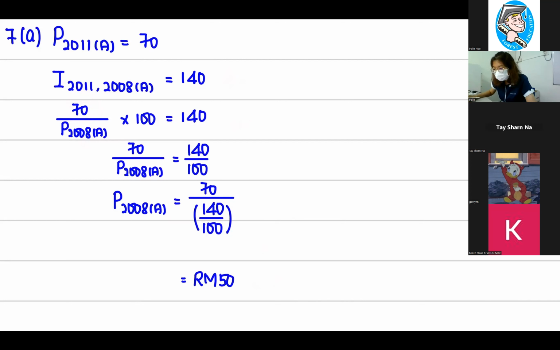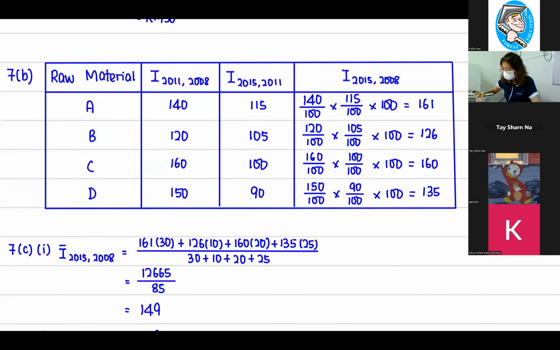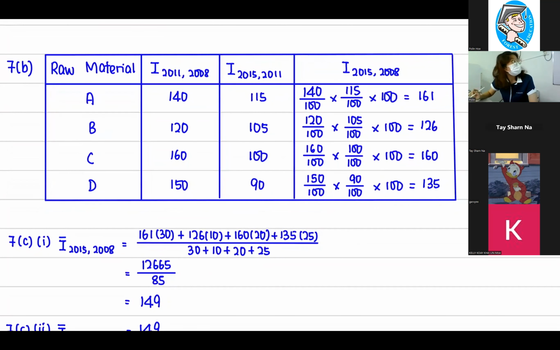But B, find the price indices of all 4 raw materials in 2015 based on 2008. My dear students, look at your table. At the same time, refer to my table. The first part, 2011 based on 2008. Are you okay? This one I copy. 我抄的哈，这个是我抄的。And then next, the changes from 2011 to 2015.